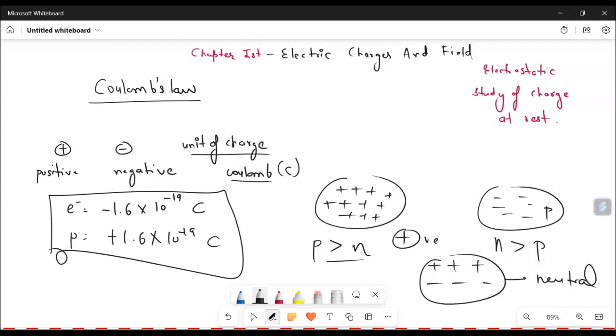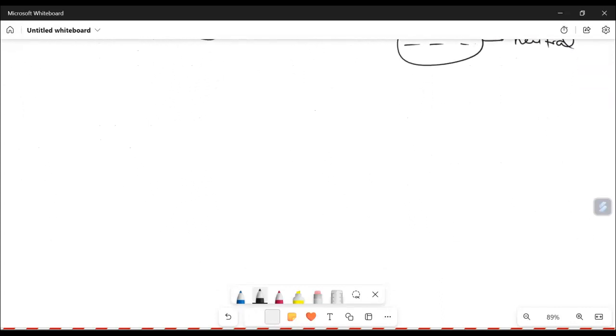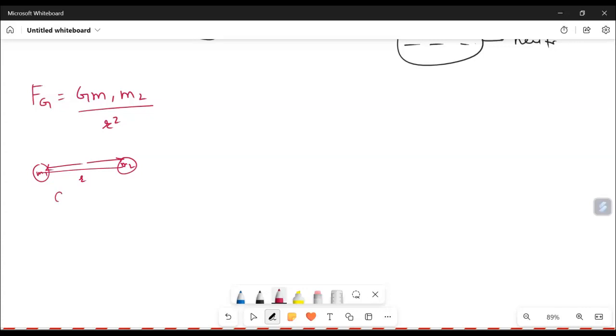So Coulomb studied the charges and gave a law regarding that, which is known as Coulomb's law. It is kind of similar to the gravitational law, Newton's law of gravitation. You have heard about Newton's law of gravitation, that is Fg equals G m1 m2 by r square, right? Here m1 and m2 are the masses, r is the distance between their centers, and G is the gravitational constant. The value of G is 6.67 into 10 inverse 11. The unit you can write as Newton meter square per kg square. That was all about the masses.